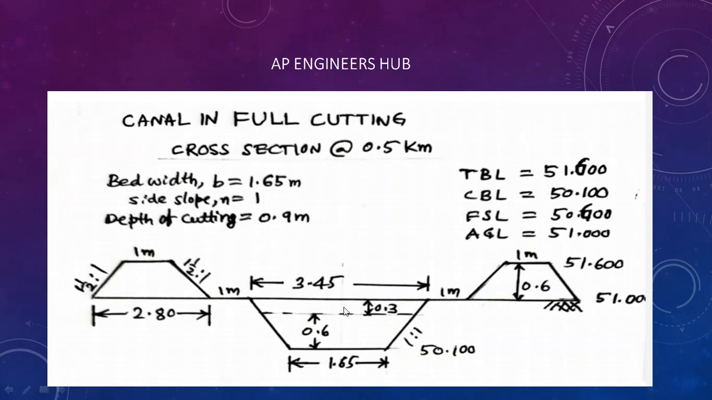This is the cross section of a canal in full cutting. Bed width is 1.65 meters, canal top width is 3.45 meters, FSD is 0.6 and freeboard is 0.3. These are the spoil banks. Bed width is 1 meter.